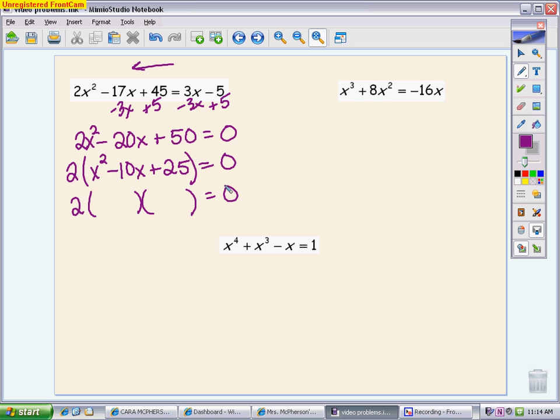What I know about my signs is they're both the same, and they are both minus signs. So it's minus, minus, and I know I have an x and an x. Not a lot of ways to get 25. It's either going to be 1 times 25 or 5 times 5. The combination that works is 5 times 5.